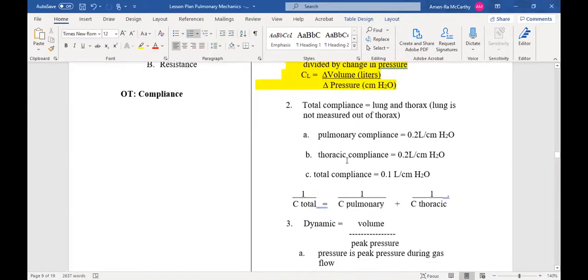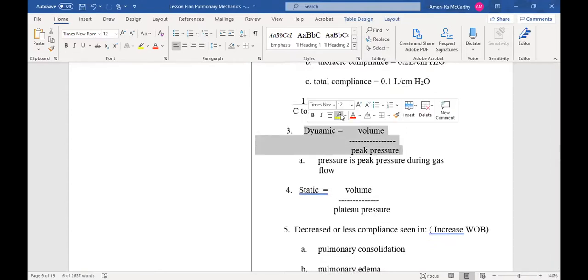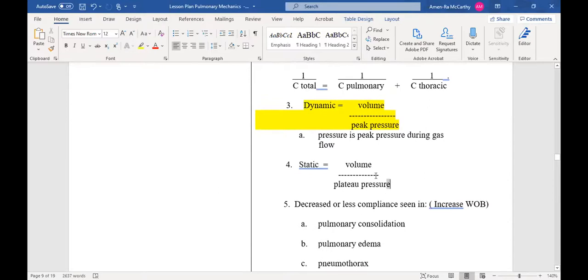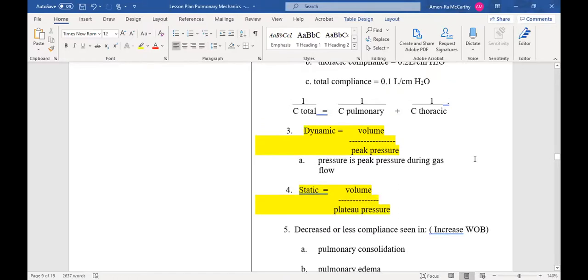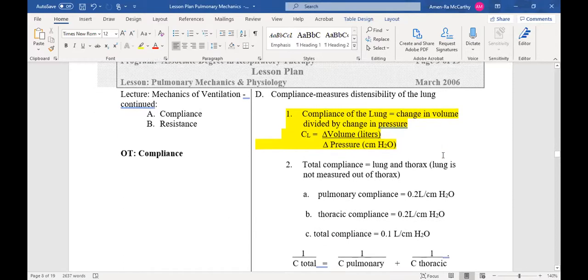But I do want you to remember dynamic compliance and static compliance. We're talking about the ability of the lungs to do what they do. That's compliance. And to find out what a patient's compliance is, we put this formula in action. If they're on the ventilator and their volume changes and the pressure changes, we can do the math to find out what their compliance is at that moment.